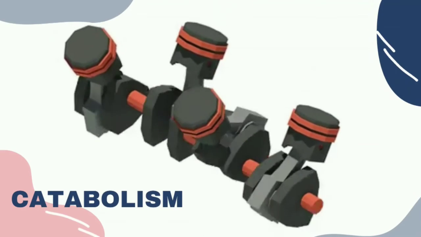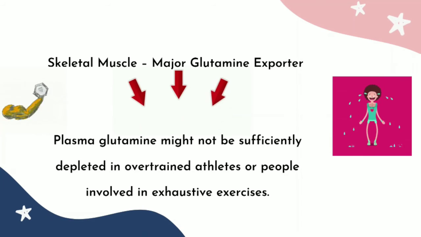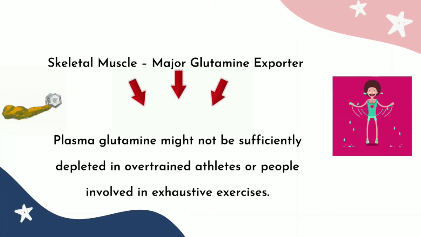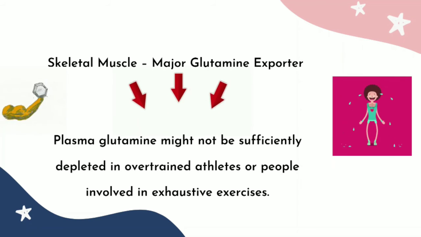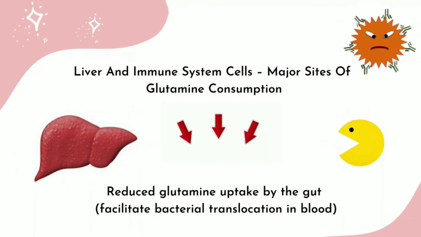During catabolic situation, skeletal muscle becomes the major glutamine exporter, which means it releases glutamine more than usual. The effect of this condition is that plasma glutamine might be sufficiently depleted in overtrained athletes or people involved in exhaustive exercises. Conversely, during this catabolic situation, the liver and immune system cells become the major sites of glutamine consumption.